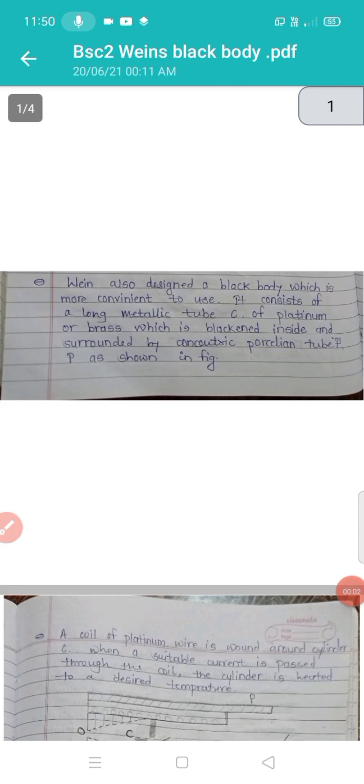Hello students, in last class we learned about black body radiation and its importance. In that we learned the Ferry's black body. In Ferry's black body there is a hollow sphere. The radiation is incident through a hole, and internal multiple reflections take place, and the absorption of the radiation takes place to a maximum.